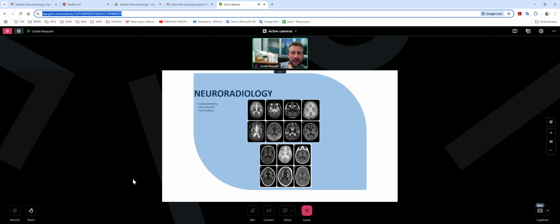Neuroradiology, so MRI and CT, can disclose the classic features of this condition, which are leukodystrophy, brain atrophy, and cerebral calcification, which are quite specific.